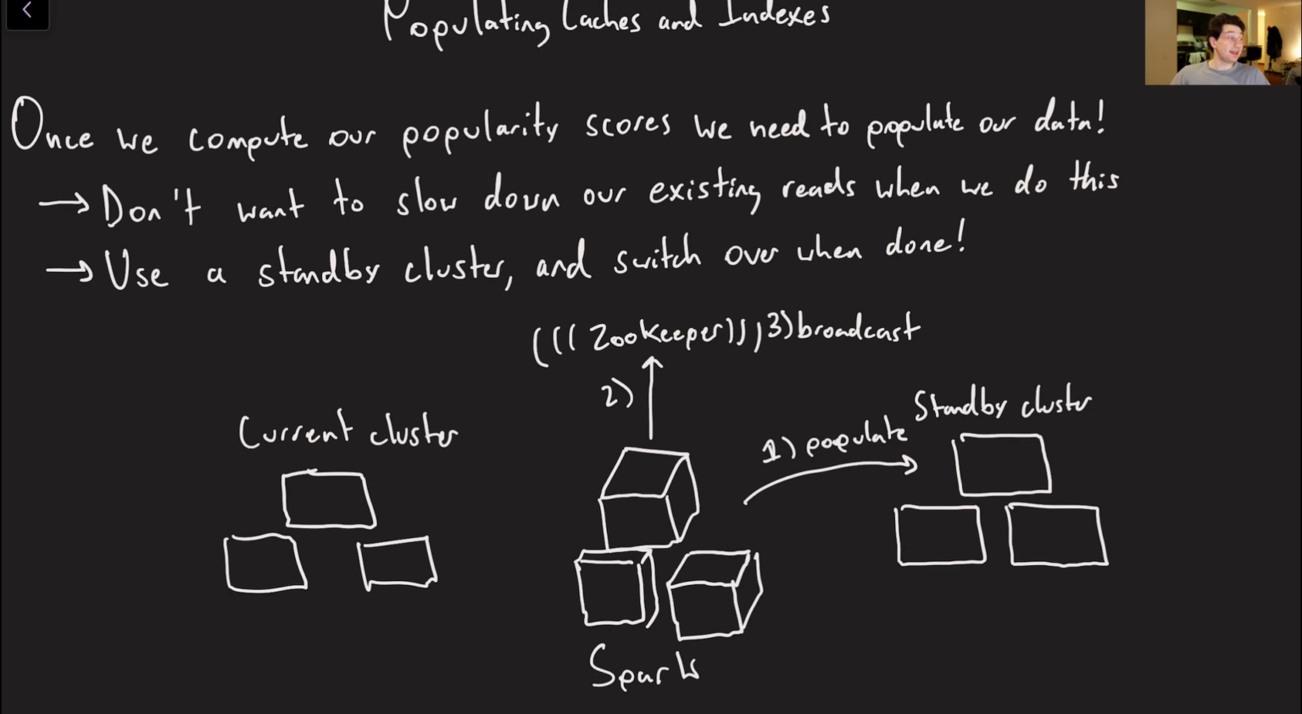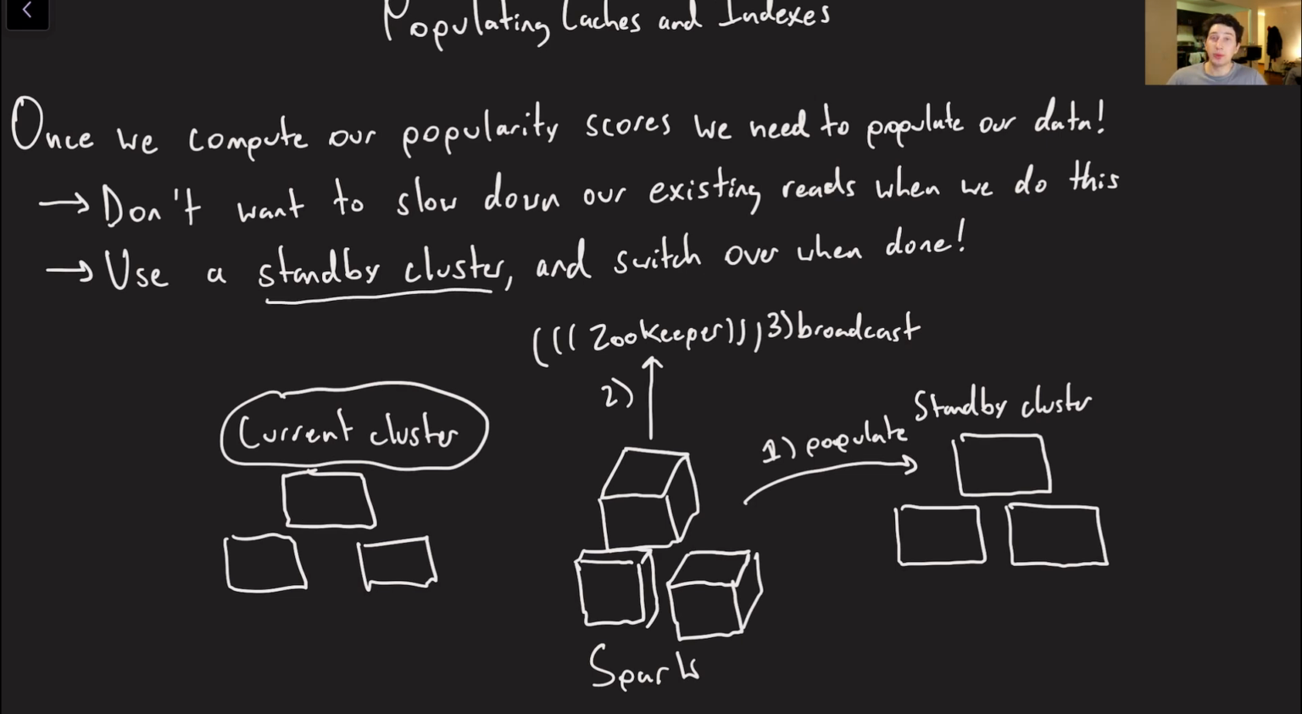Cool. The last piece of this puzzle is doing the population of both the caches and indexes after we compute our popularity scores for all of the products. Ideally, we don't want to do this into our current caches and indexes, or our current cluster, because it is going to slow it down by a lot. If we add a bunch of writes to that current cluster, that is going to compete for a lot of the networking bandwidth there, and it's going to slow down actual user reads, and that would be bad.